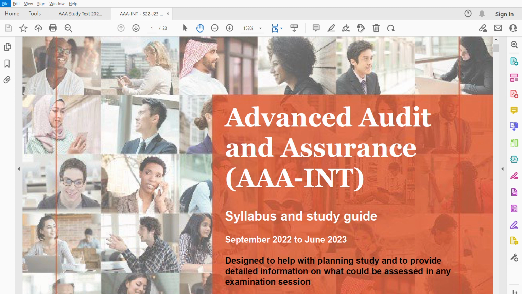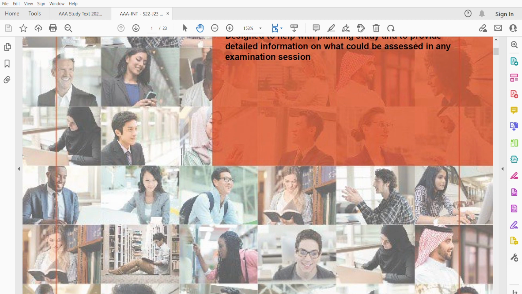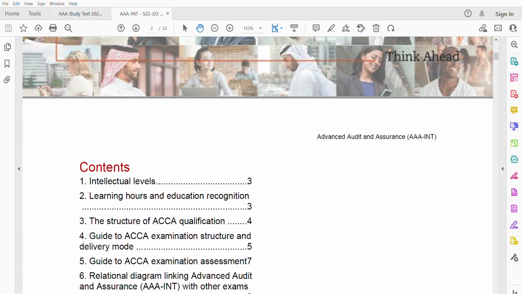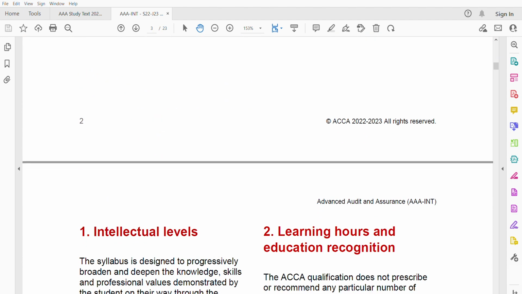So let us go through the syllabus, and this will also help the students who are planning whether to go for AAA or any other paper. So let us go to the syllabus. First, we are going to go through the syllabus, how the paper is, the pattern of the exam, and then we are going to go into the changes in the syllabus.